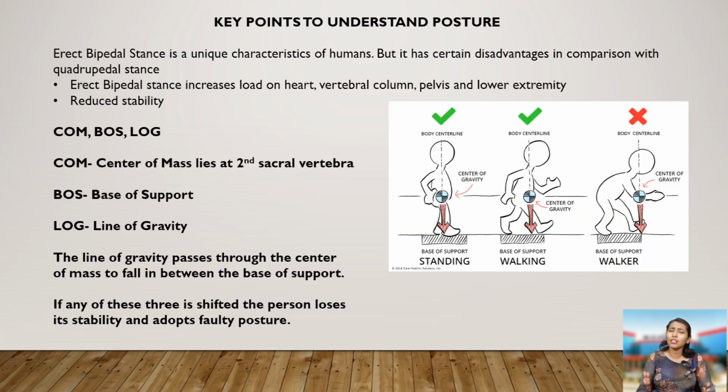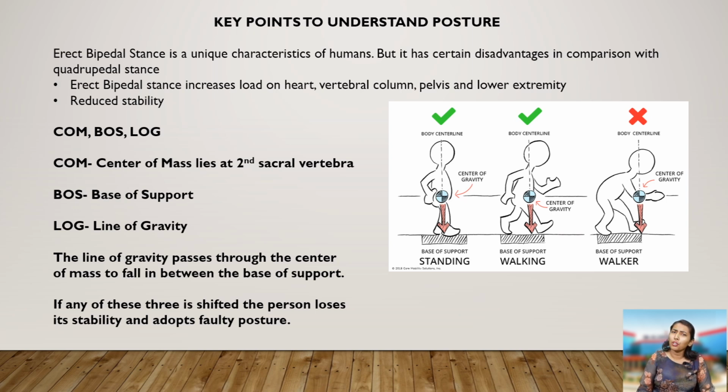So let's understand the basic concepts of posture. We humans have a very unique characteristic: we can stand erect. No other mammal can stand erect, but we as human beings can. Now this also gives us certain disadvantages in comparison with the quadrupedal stance. Erect bipedal stance increases load on the heart, vertebral column, pelvis and the lower extremity. Also it reduces our stability.